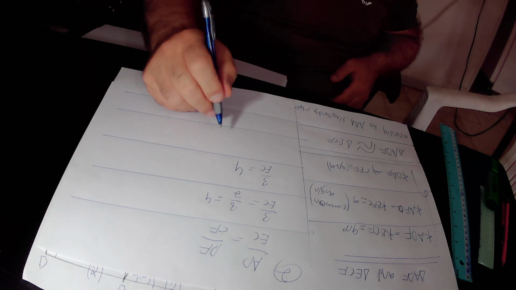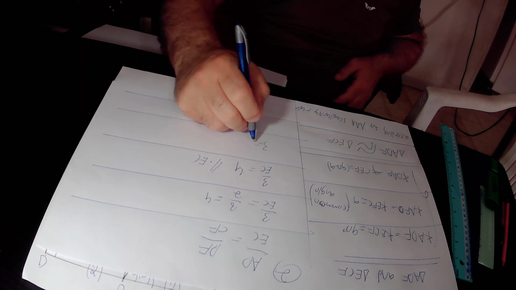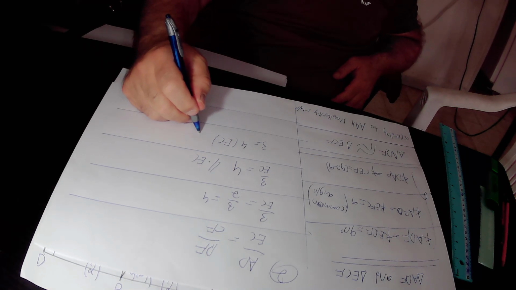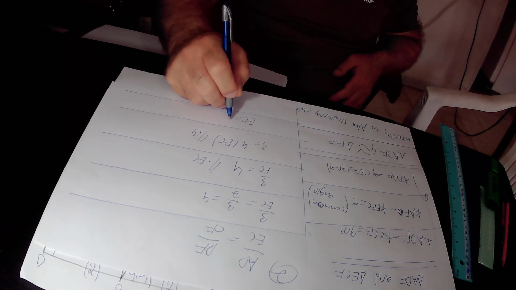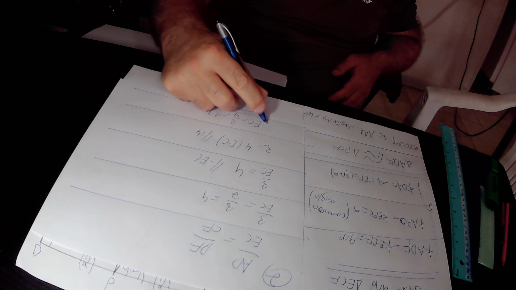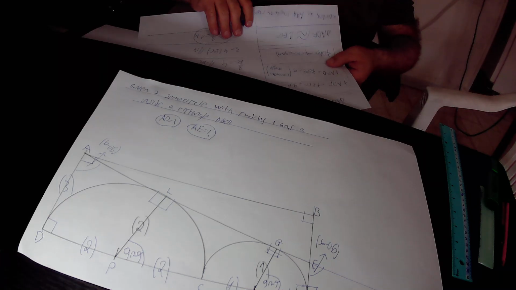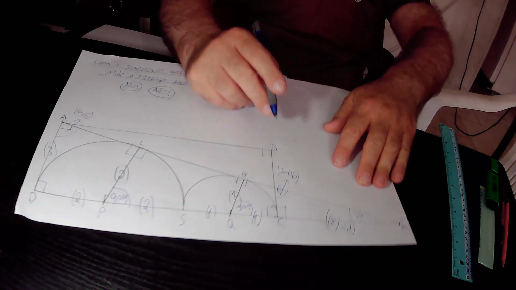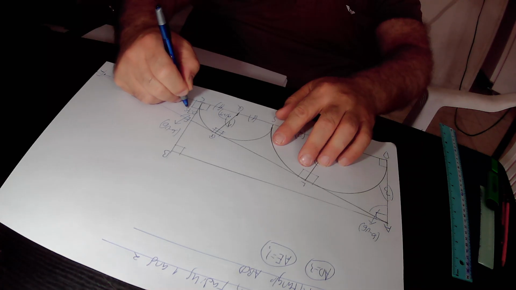Here we will multiply this equation by EC. And finally we get that 3 equals 4 times EC. Here we'll divide this equation by 4. And finally we get that the missing side EC equals either 3/4 or 0.75. So write it down: the missing side or line segment EC equals either 3/4 or 0.75 units.